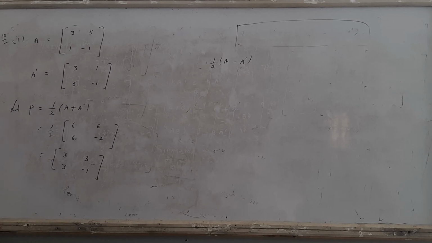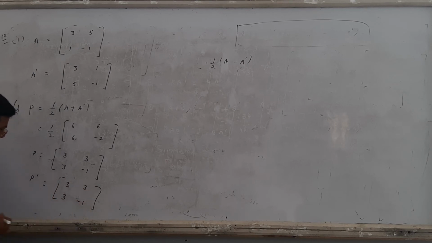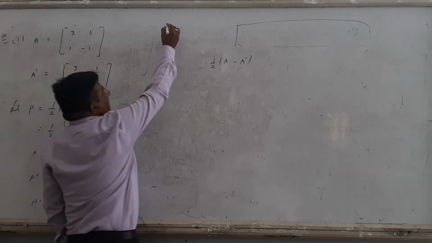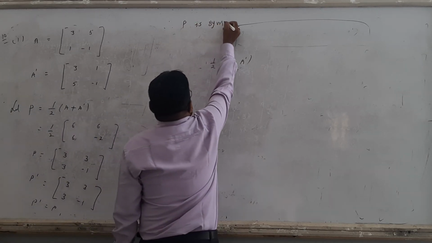Now this is P, and find P dash. Interchange rows and columns, then P dash is the same as P. P dash equals P, therefore P is a symmetric matrix.